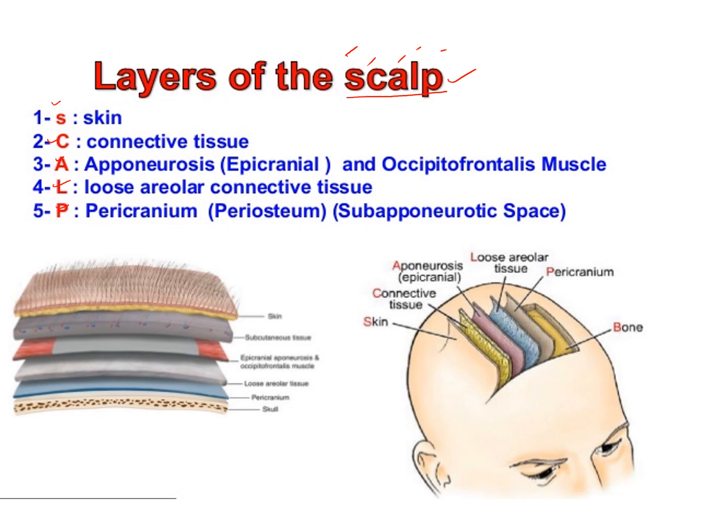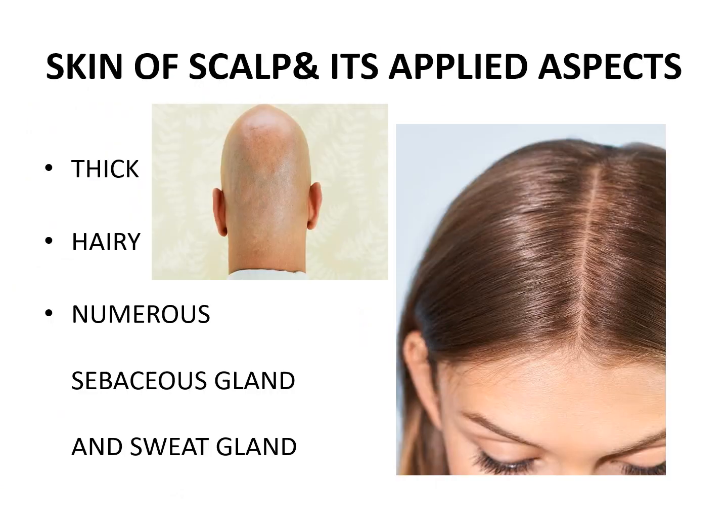So we will see the first layer, which is the skin. So this is the first layer, and the second layer is the connective tissue. The third layer is the aponeurotic layer or the epicranial aponeurosis. The fourth layer is the loose areolar tissue, and the fifth layer is the pericranium. So these are the layers of the scalp. We will discuss each layer in detail.